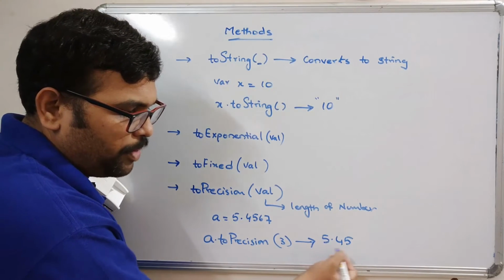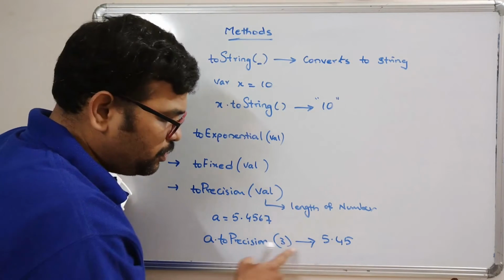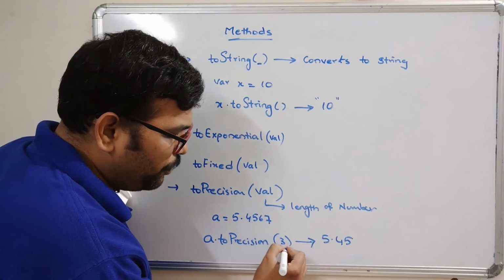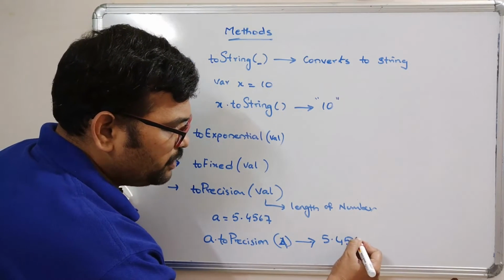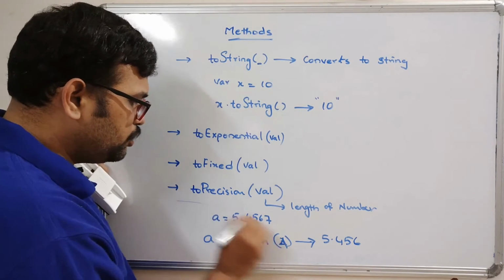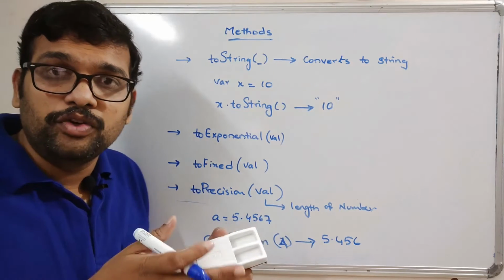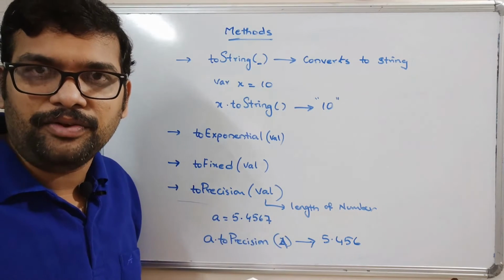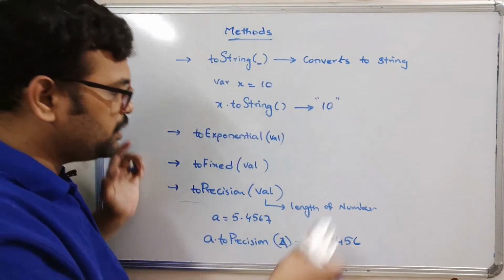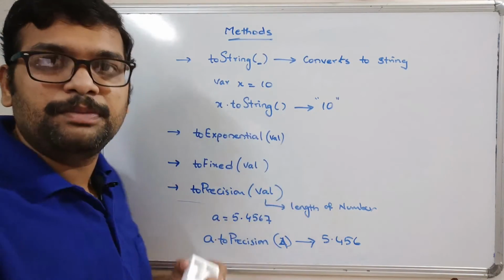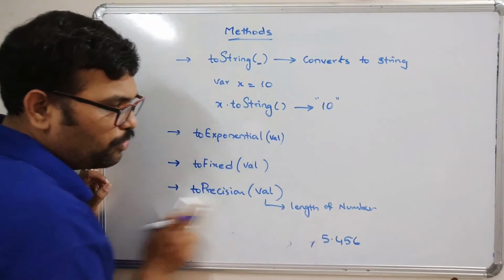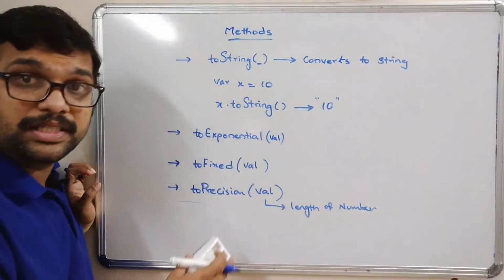Okay, the total length of the number is 3. So this value represents the length of the number. If it is 4, then automatically 5.456, so the total length is 4. So like this, we can use toPrecision to reduce or increase the length of the number. These are the methods available, and I will execute all these methods in HTML code. We'll write some HTML code and execute all these things.